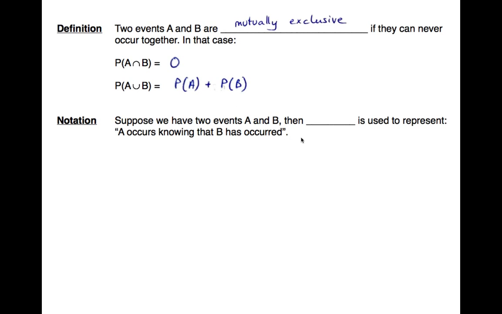So now a notation. Suppose we have two events A and B. Then this writing here, P of A given B, is used to represent A occurs knowing that B has occurred. So this is quite a subtle concept. It means we know that something happened, and given that extra information, what is the probability that A will happen? So we are assuming B happened. What is the probability that A will happen?